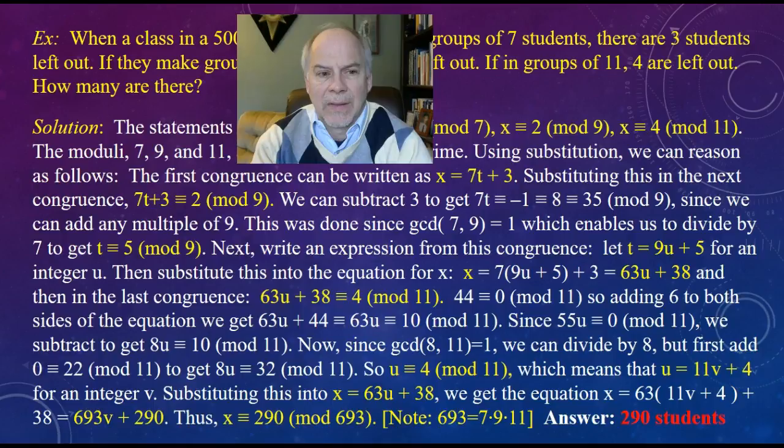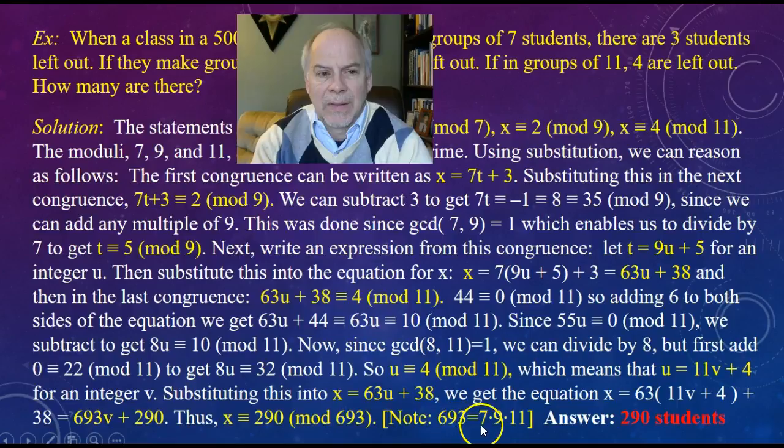All right. Now, we have been trying all along to get rid of these other variables and eventually get to the point where we can bring it all together. And so what we're going to do is substitute. We know u is equal to 11v plus 4, and we can plug that into the equation that we had up here, x equals 63u plus 38. So 63 times u, but u is equal to 11v plus 4, and then plus the 38. Distribute the 63 and add the 38 to it, and you get 693v plus 290.